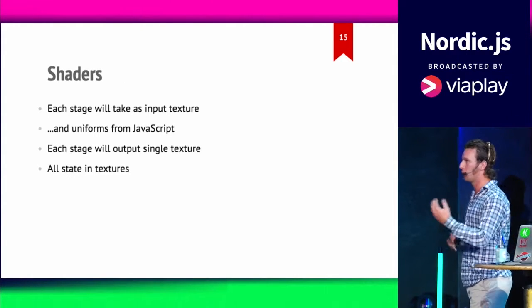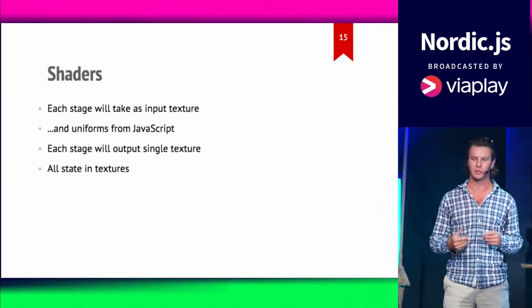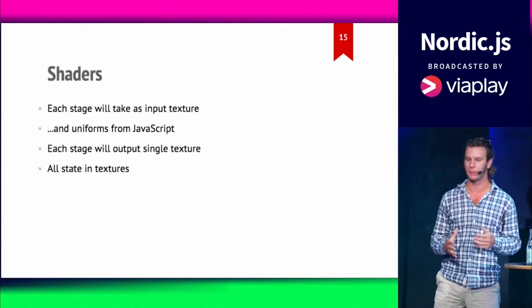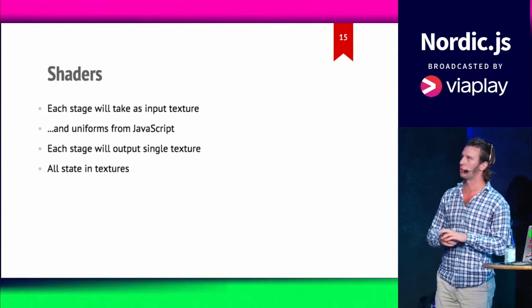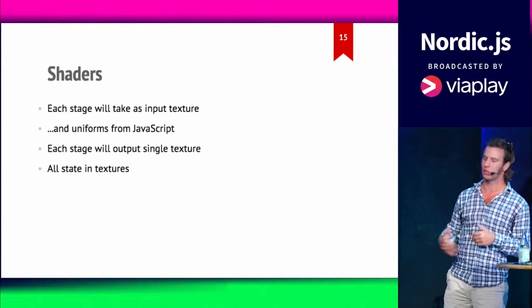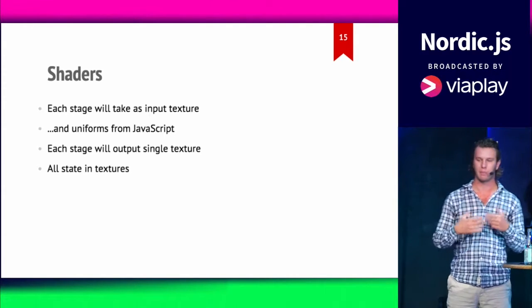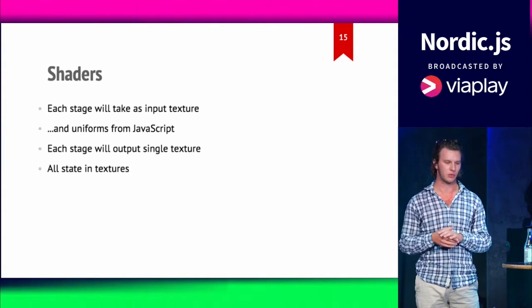OK, so I want to use this kind of system to build a simple Tetris-like game, just to show you how it works. And there's not going to be too much code. I hope that you guys are going to be able to understand it, even if this has been quite abstract up until now. So what we're going to do is write a bunch of shaders. And each of these stages is going to be a shader which takes as input a texture and possibly some uniforms from JavaScript. And then it also outputs a single texture itself.